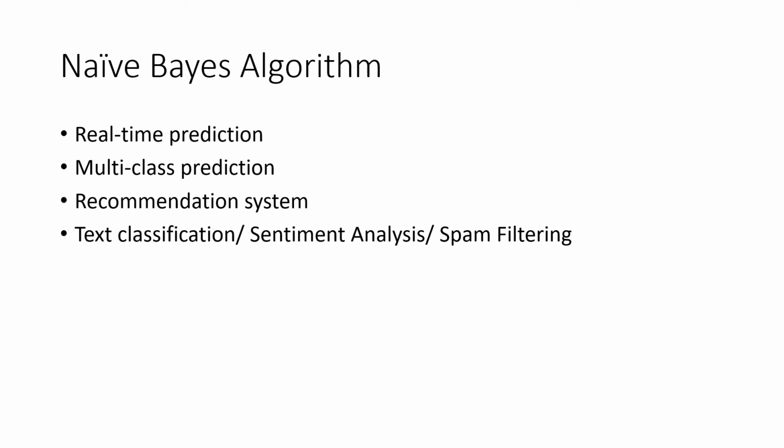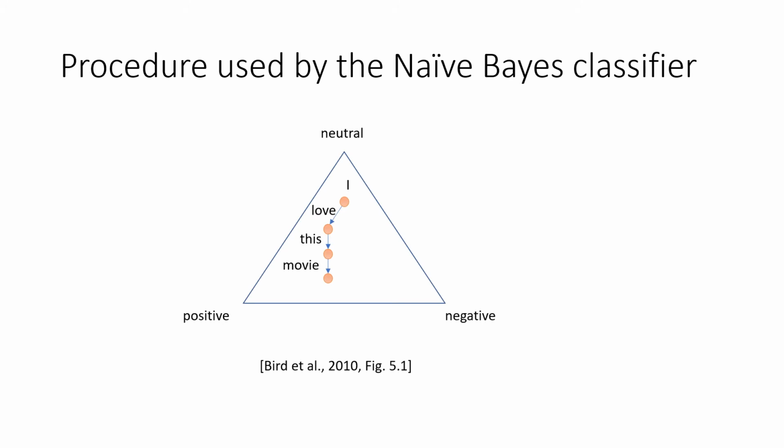Therefore, it is used in sentiment analysis and spam filtering. In Naive Bayes-based classifiers, every feature gets a say in determining which label should be assigned to a given input value. To choose the label for an input value, the Naive Bayes classifier begins by calculating the prior probability of each label, which is determined by checking the frequency of each label in the training set.